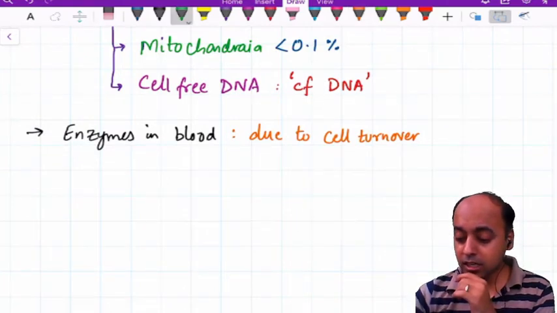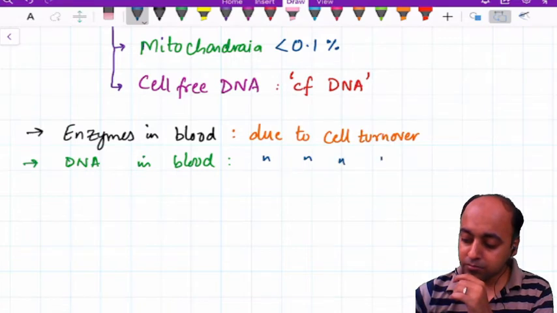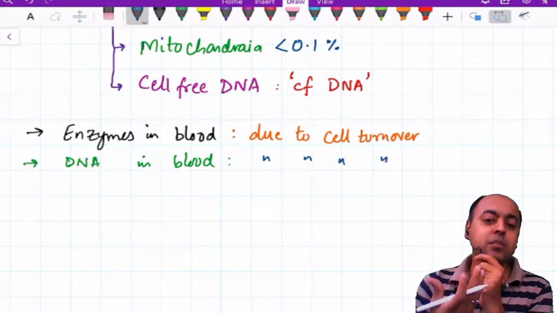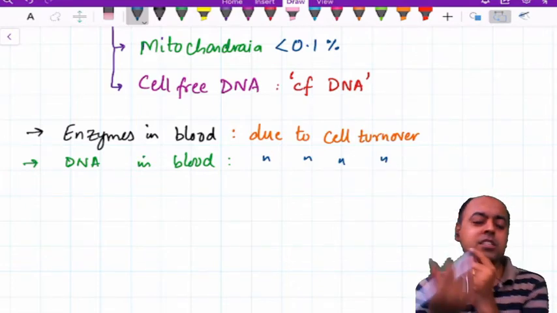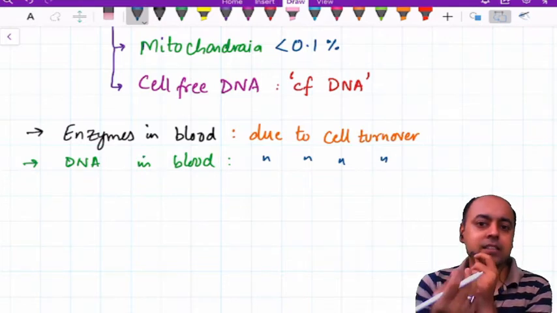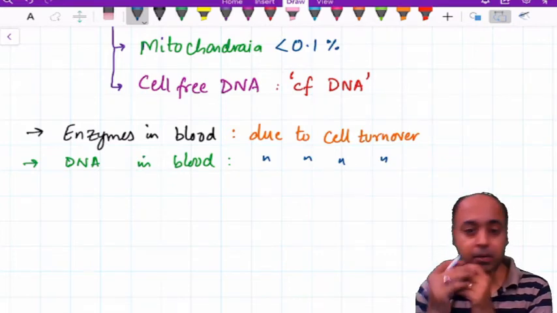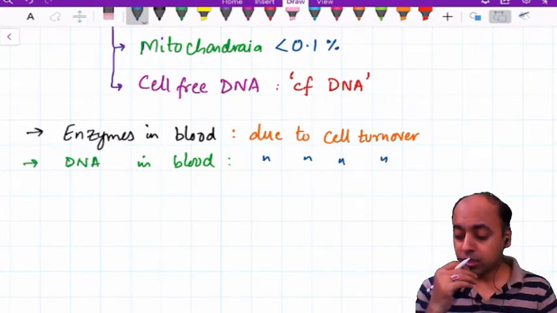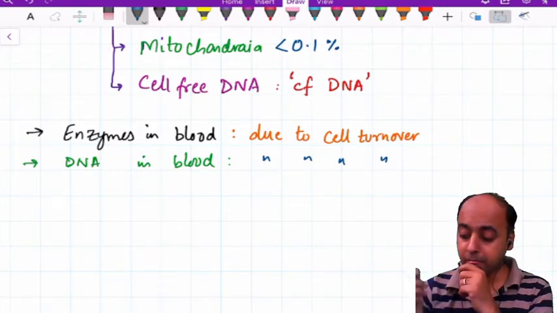Now, enzymes can come into the blood from the cell. Obviously the DNA can also come into the blood by the same mechanism. So essentially it is a mix of the nuclear and the mitochondrial DNA which is coming into the blood due to the cell turnover. When the cells die, some amount of DNA in the broken form will be available in the blood. So the DNA in blood is called the cell-free DNA.